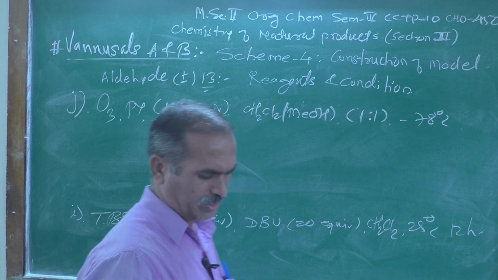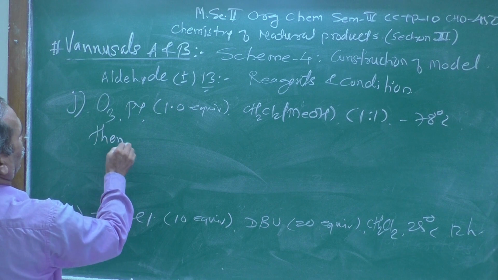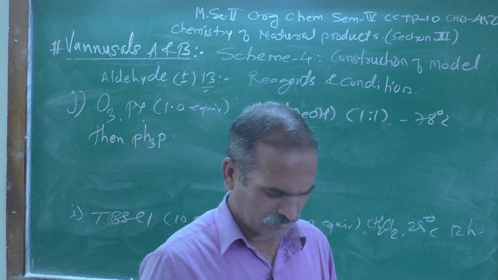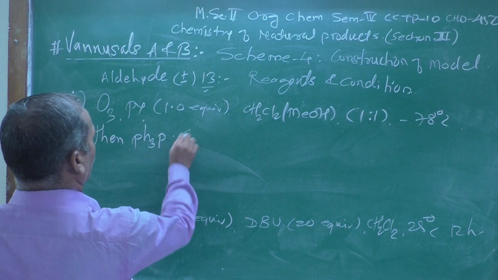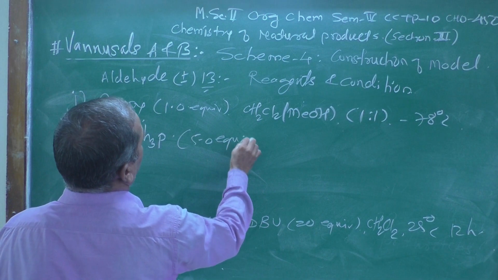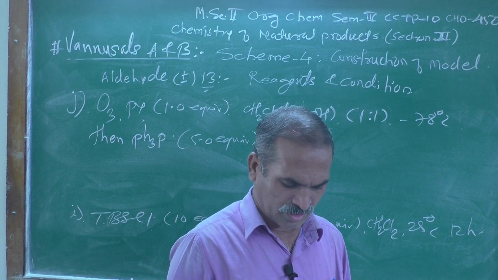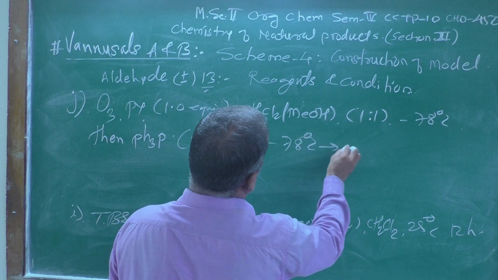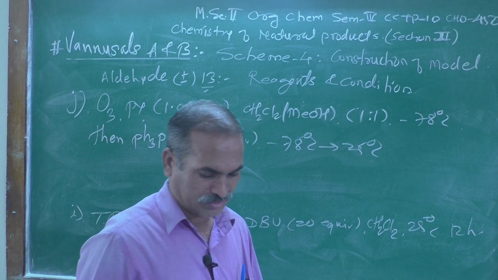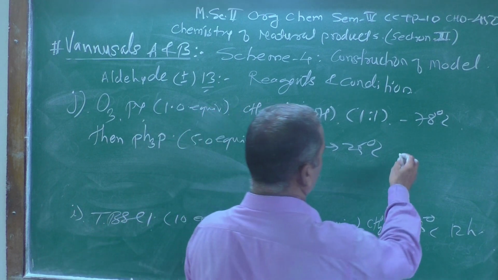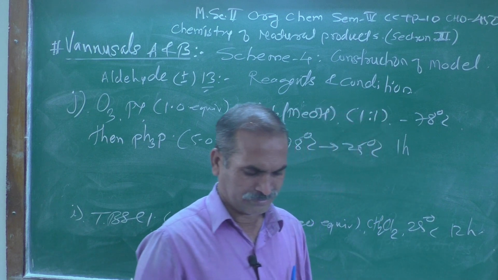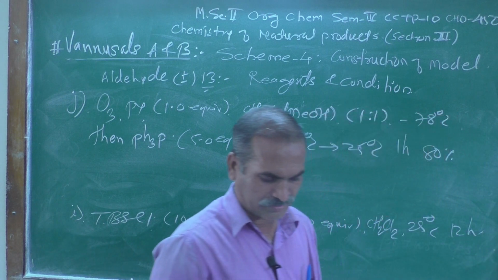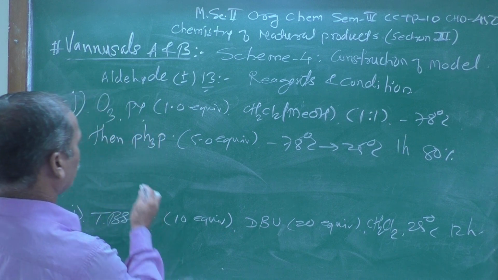and then PPh3, that is triphenylphosphine, taken as 5.0 equivalent and the temperature changes from minus 78 degree centigrade to 25 degree centigrade, that is room temperature, and this reaction was stirred for 1 hour and the overall yield is obtained 80% for 2 steps.